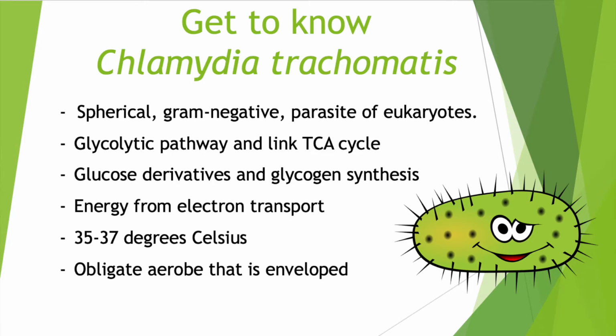Chlamydia trachomatis is a spherical, gram-negative intracellular parasite of eukaryotic cells. It has a glycolytic pathway and a tricarboxylic acid pathway. It also has glucose derivatives and glycogen synthesis to help support its metabolism. The bacterium produces energy through the use of a form of electron transport. The temperature range is 35 to 37 degrees Celsius, and it is an obligate aerobe. It is also an envelope virus.